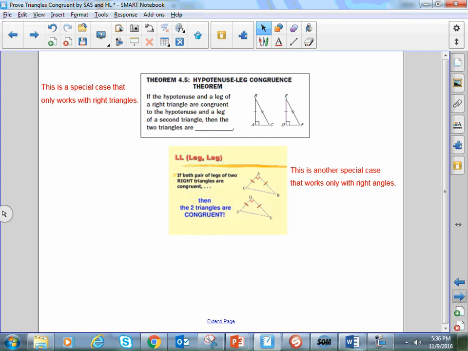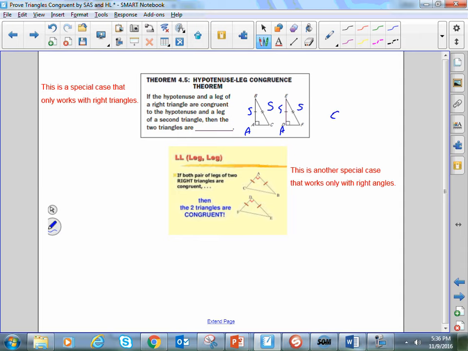So here we have a hypotenuse leg congruence theorem. Basically, this is something that can be used only with a right triangle. Generally speaking, and there's another video that I made that goes along with this that demonstrates why. Generally speaking, what we see here is I have a side and an angle. Same thing here. I have a side and an angle.